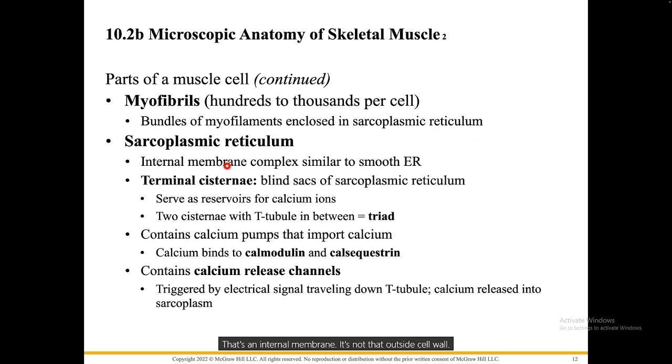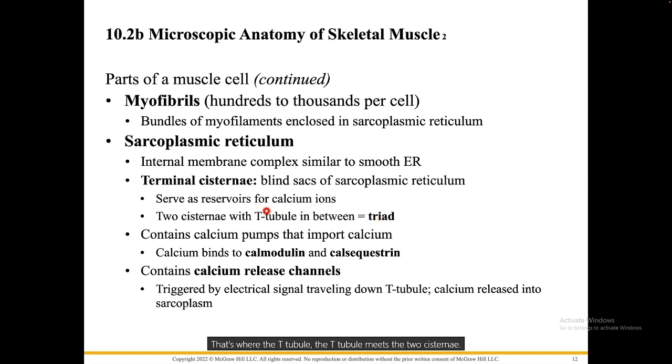That's an internal membrane. It's not the outside cell wall. It's stuff inside the cell or inside the muscle fiber. Terminal means where something ends. And so the terminal cisternae is what actually attaches to this sarcoplasmic reticulum. We'll see it on another slide here. We used this word earlier, the triad.